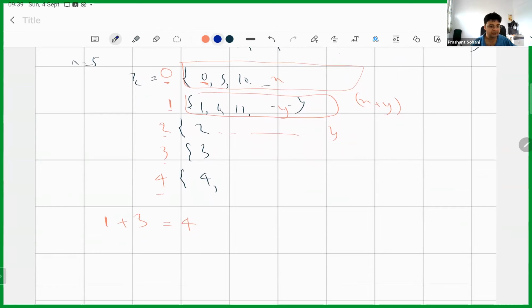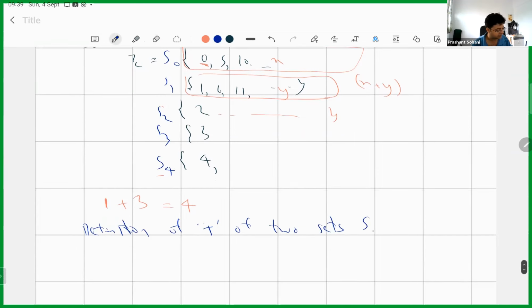But the way we can define addition is this. Here is the definition of addition of these two sets. Let's not write 0, 1, 2, 3, 4 just yet. Let me call them S0, S1, and so on. Later on, we'll replace them with 0, 1, 2, 3, 4. But for now, Si and Sj. So what do I define Si plus Sj as?